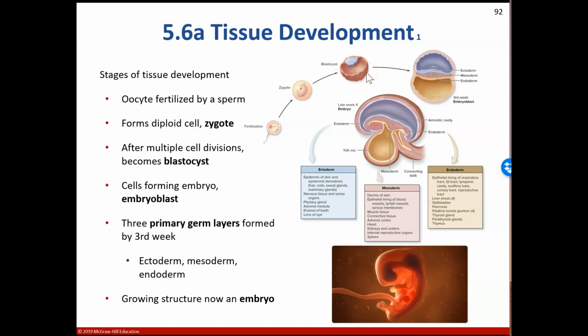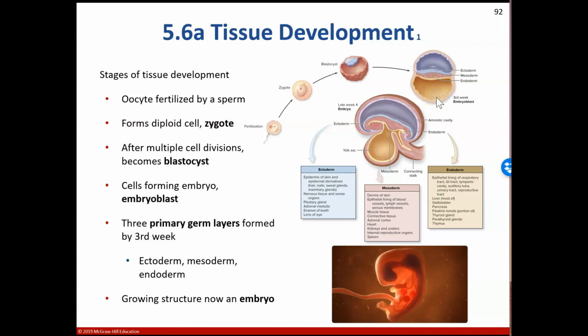And our blastocyst has cells that are starting to form, and we are going to implant on the uterine wall. And as the cells continue to form, we are going to have our embryoblasts that are going to create our embryo. And this is an image of an embryo down over here. And as we are forming the embryo, we see that there are 3 primary germ layers that are formed by the 3rd week. And that is our ectoderm, our mesoderm, and endoderm.